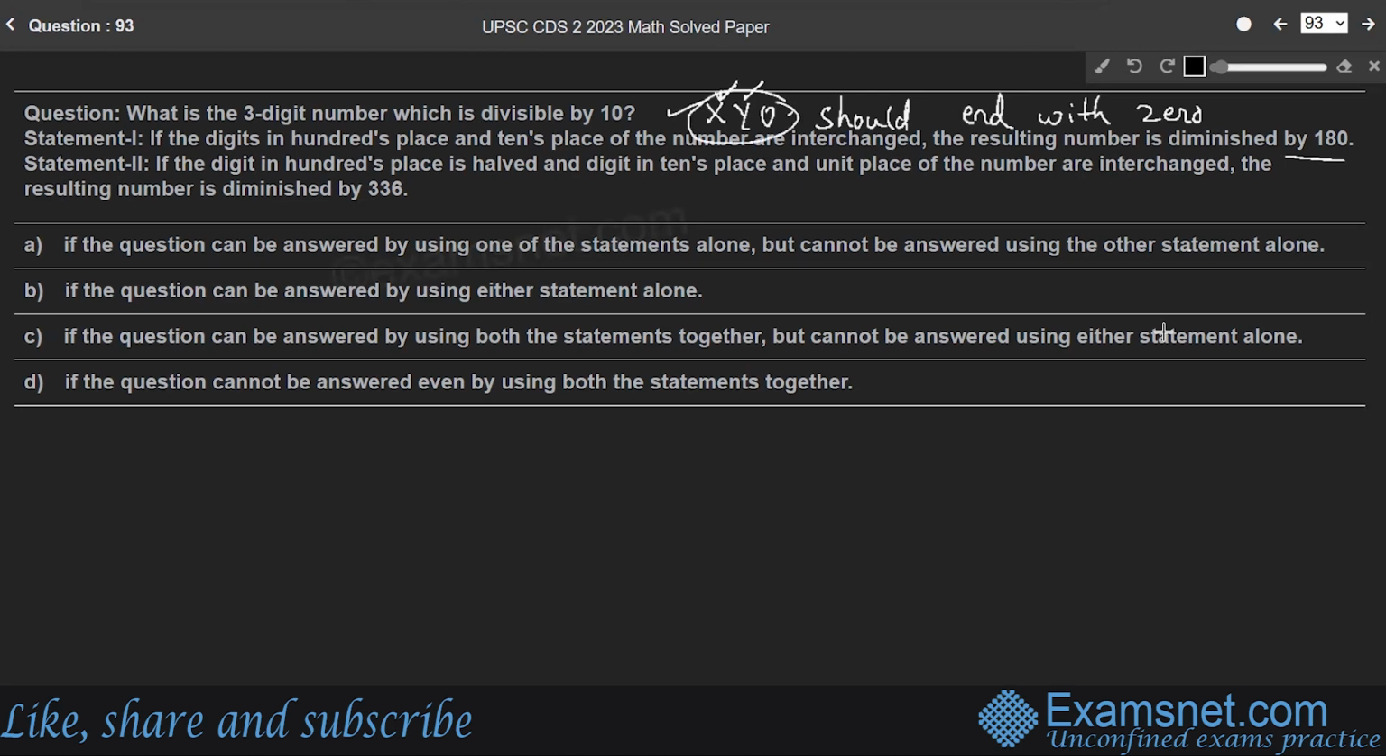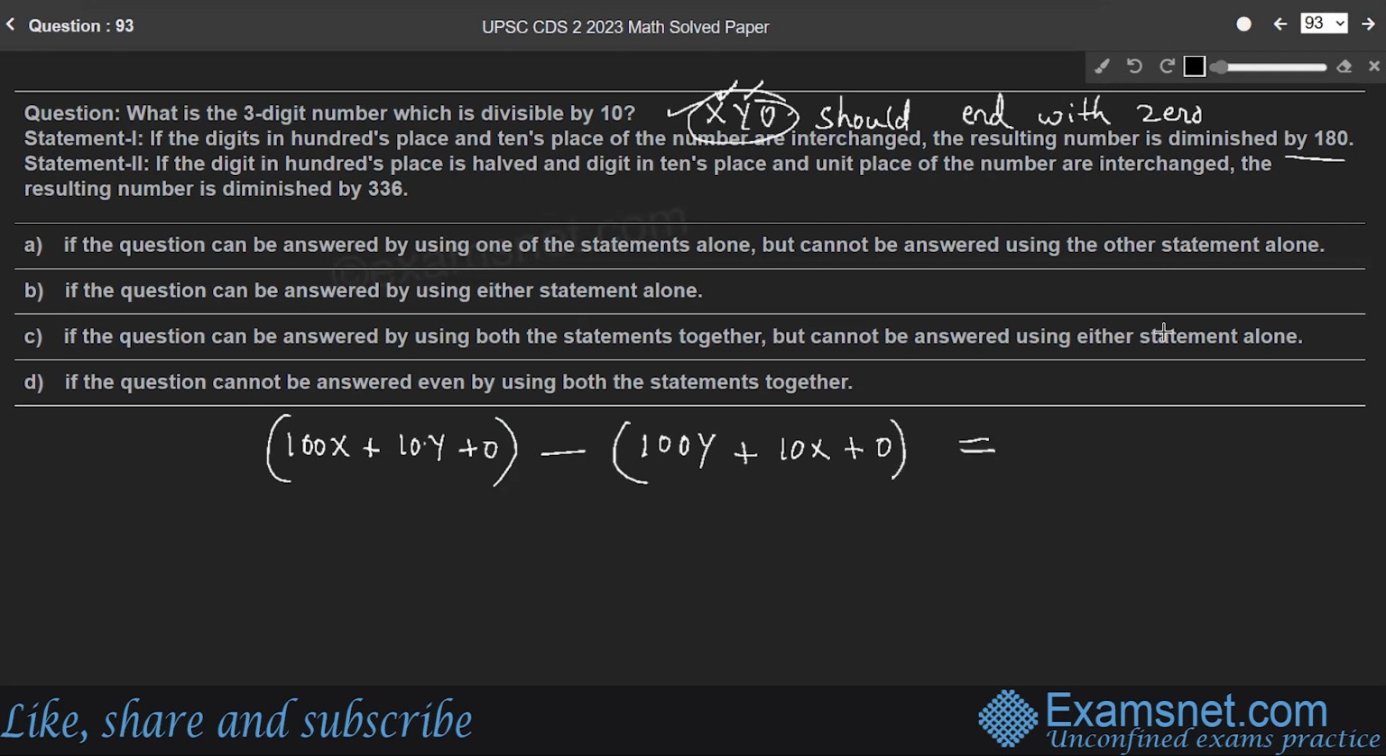So this XY0 is the 3-digit number, right? So the place value of X is 100 into X, plus 10 into Y, plus 0. This is the first number, minus. If the digits in the hundreds place and tens place are interchanged, so Y goes to the place of X, then its place value becomes 100Y, plus 10X plus 0.